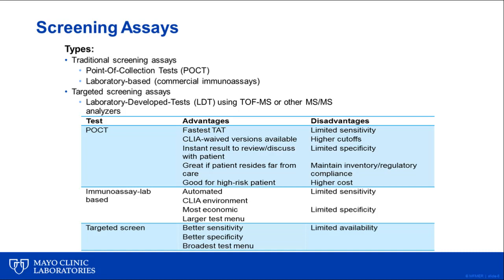Alternatively, new targeted laboratory-developed screening assays using mass spectrometry have also started to emerge as a screening tool, like the new benzodiazepine assay I'm talking to you about today. Each of these types of assays has advantages and disadvantages. Point-of-care tests have the advantage of having the fastest turnaround time, so the physicians can get an immediate result, which is good for patients who have a high risk for abuse or reside far from care.